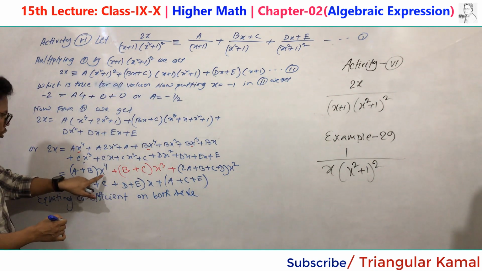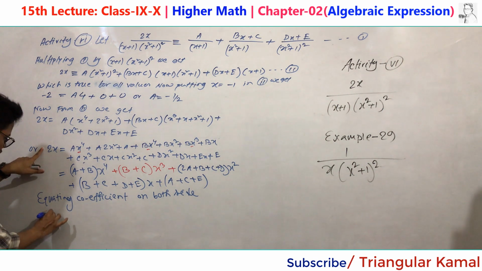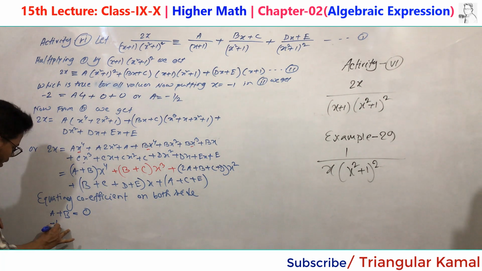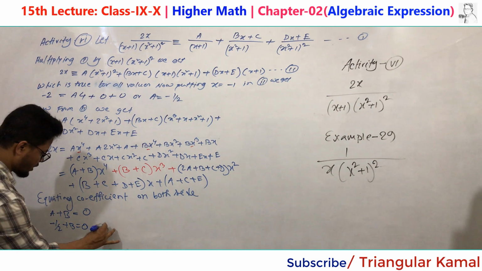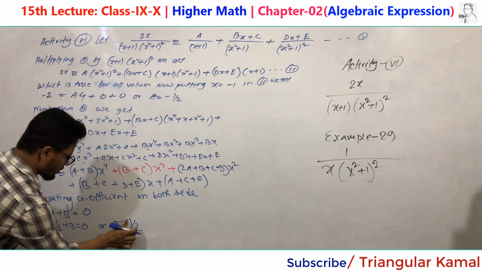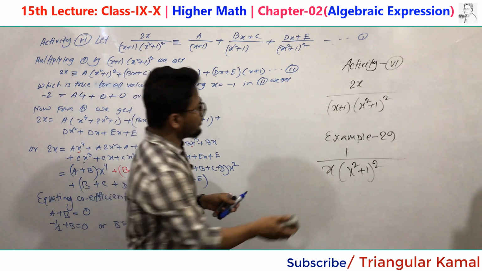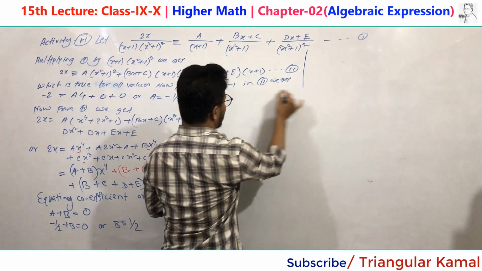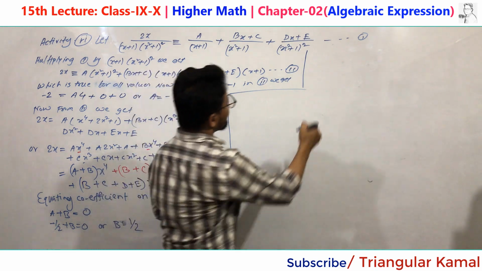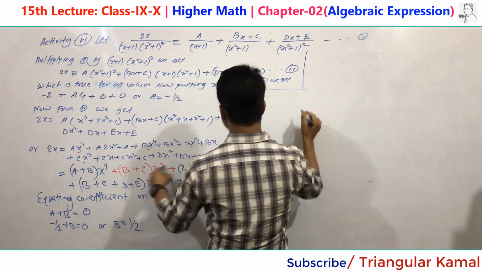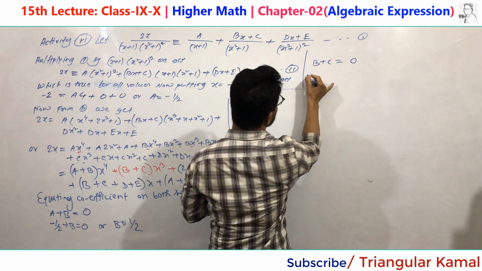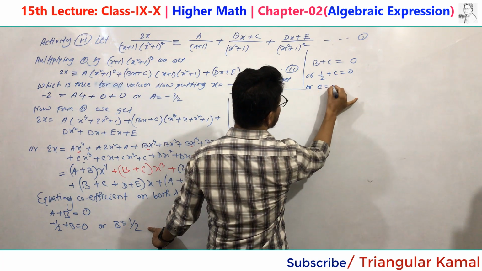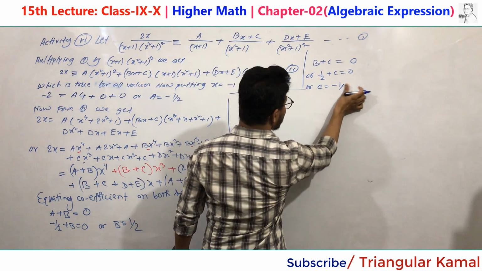First, the coefficient of x to the power 4: there is no x to the power 4 term, that's why a plus b equals 0. And now putting the value of a, so minus half plus b equals 0, that is b will be 1 by 2. Again, the coefficient of x cube, b plus c equals 0, or b equals 1 by 2, plus c equals 0, or c will be minus 1 by 2.